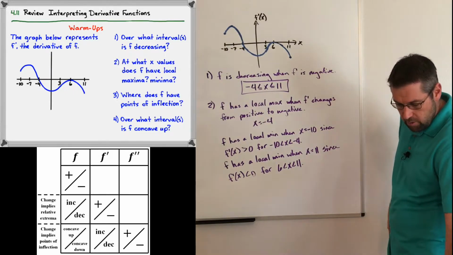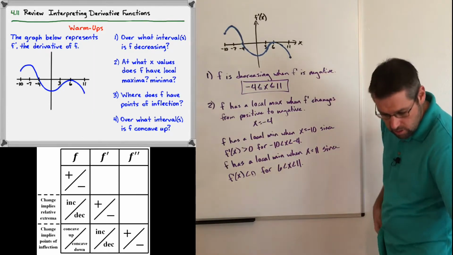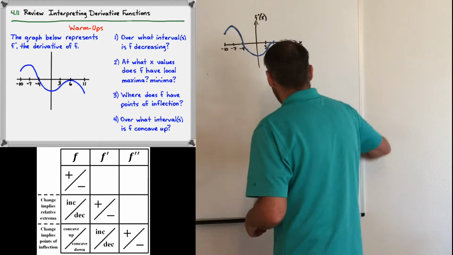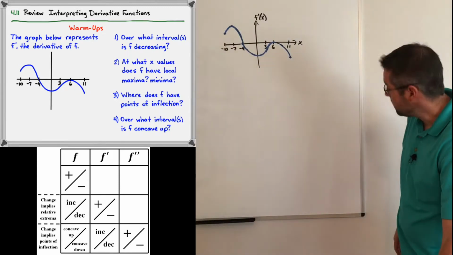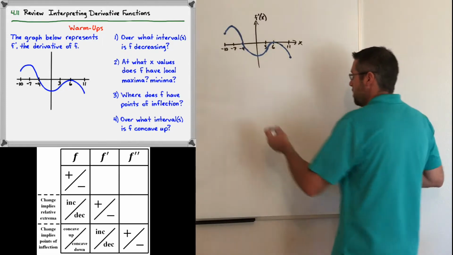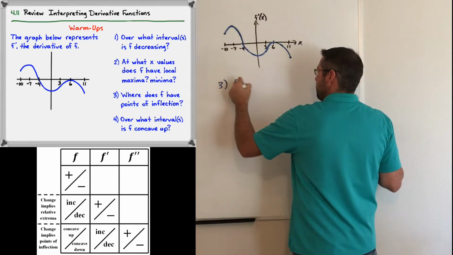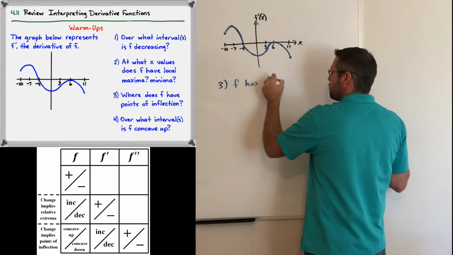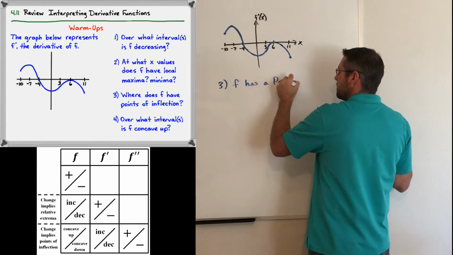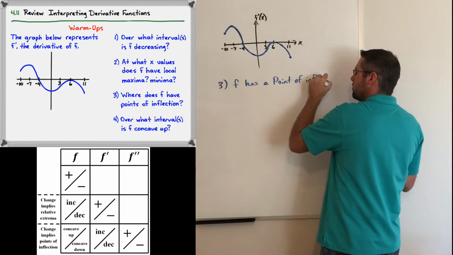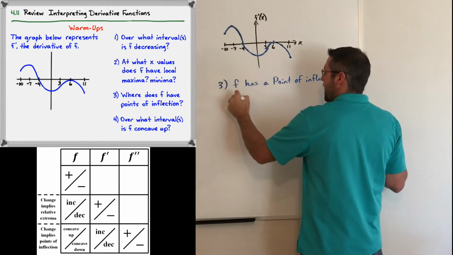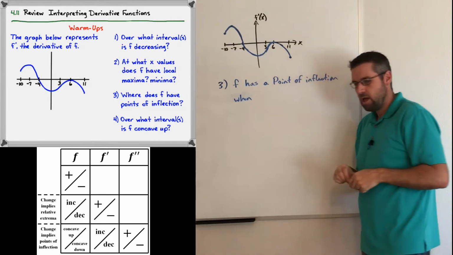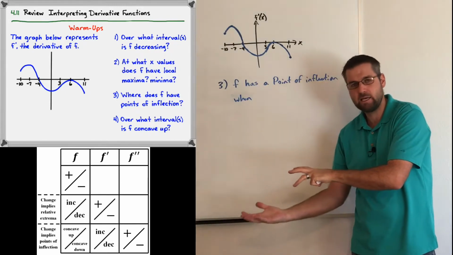Okay, so for number 3, I'm going to go ahead and erase number 1 here. For number 3, we're looking for points of inflection. So let's go ahead and justify points of inflection. Well, number 3, f has a point of inflection at, or when, now let's interpret this here. F has a point of inflection, that's the last line in our chart.